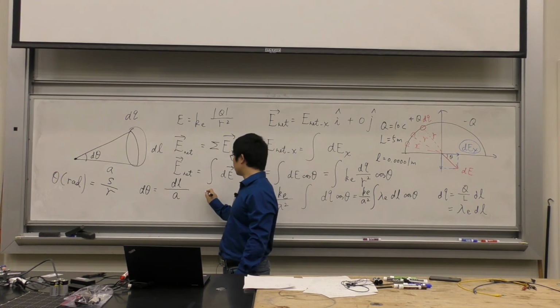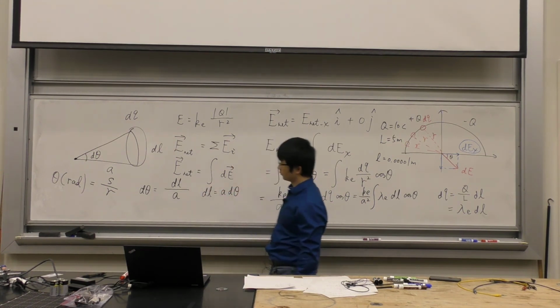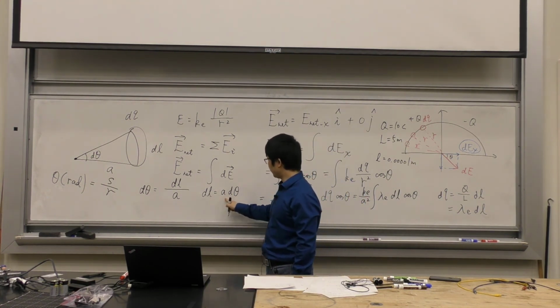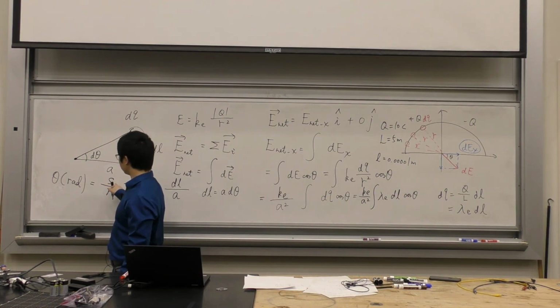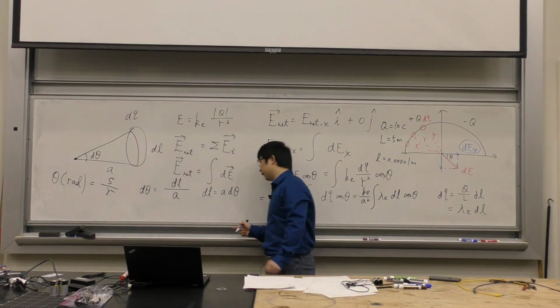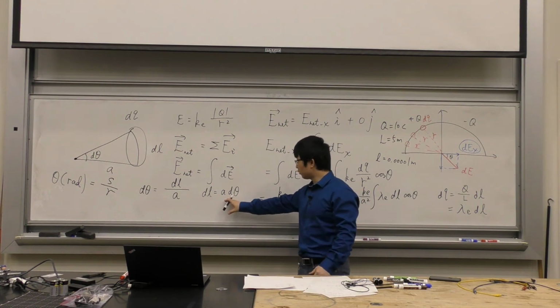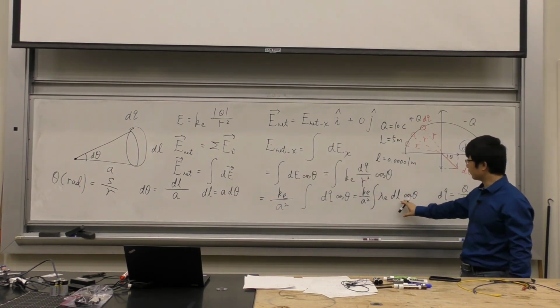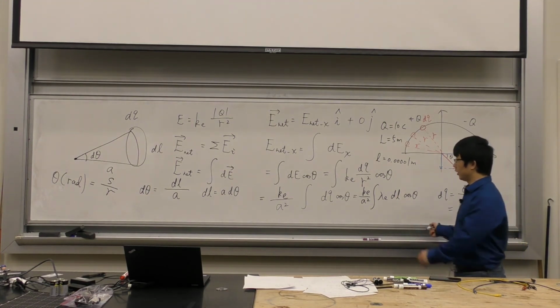Now I can write this dl in terms of d theta. Arc length equals the radius times the angle. If you rearrange this equation, arc length is equal to radius times the angle, but now we're just dealing with an infinitely small arc length and an infinitely small angle. Now you can see that once you write dl in terms of theta, you have one function with one variable. Now you're ready to evaluate that.